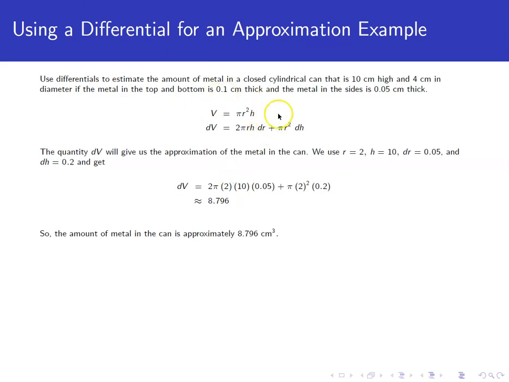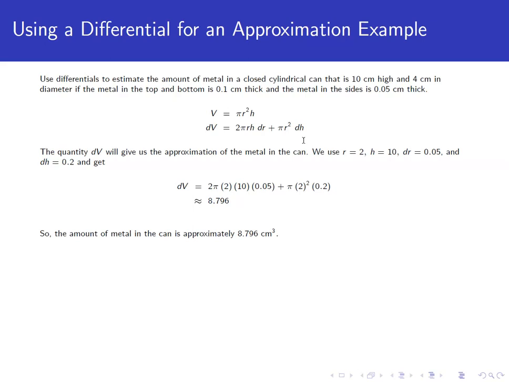So first we'll start with the volume formula, which is pi r squared h for a cylinder. And we're going to find the differential of the volume. So when we find the differential dV, we'll do the partial with respect to r times dr. Well, derivative of r squared is 2r, and pi and h are just constants, so our partial derivative in that case is 2 pi rh. So the first part of our differential becomes 2 pi rh dr. When we differentiate with respect to h, pi and r squared are constants. Derivative of h is just 1, so that second part becomes pi r squared dh.